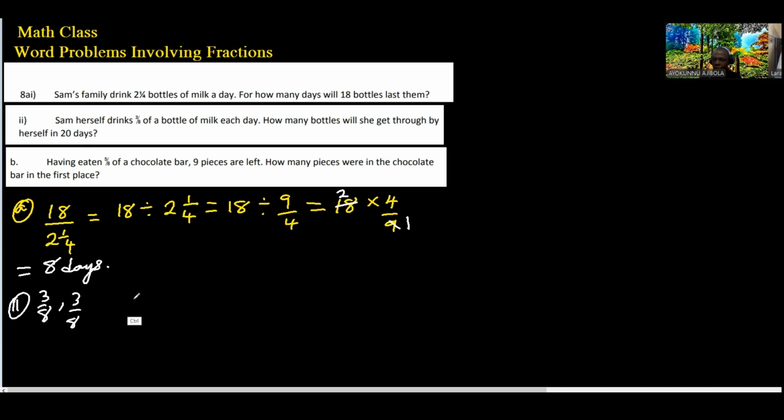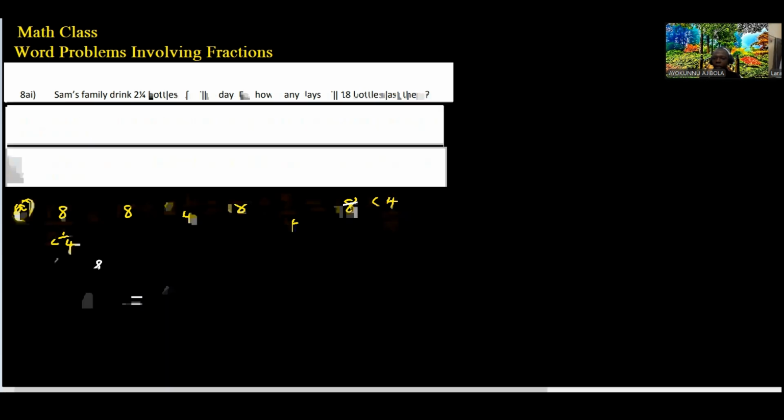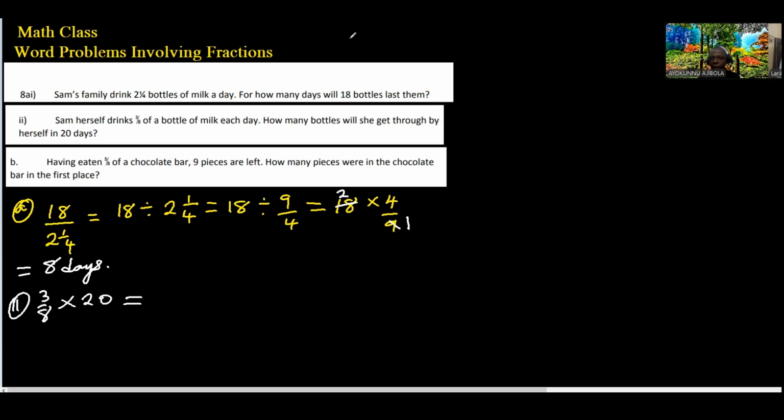Yeah. Good. That means we'll just say 3 over 8 times 20. And we can cut it down by saying 4 twos are 8, 4 fives are 20. Okay. And we have 3 times 5 is 15 over 2. So that means in 20 days, she's going to consume 7.5 bottles of milk. Okay.